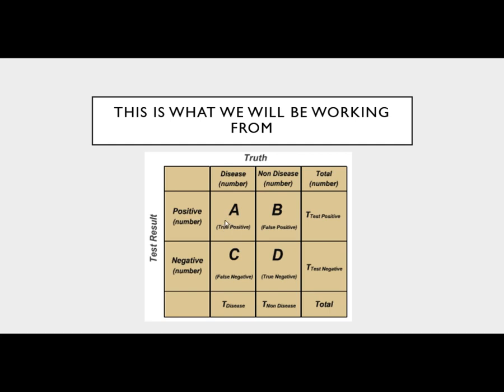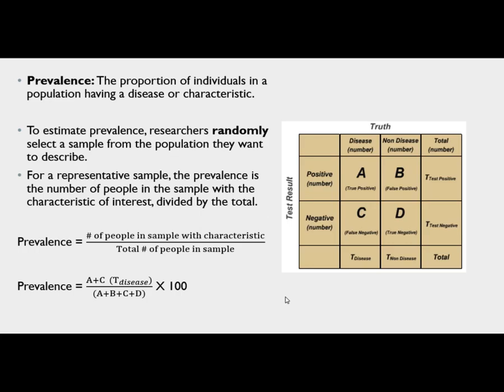And then we have true positives, true negatives, false positives. Total of the test positives, total of the test negatives, total of those diseased, total of those not diseased, and then the grand total. Alright, so prevalence is the proportion of individuals in a population having a disease or characteristic.